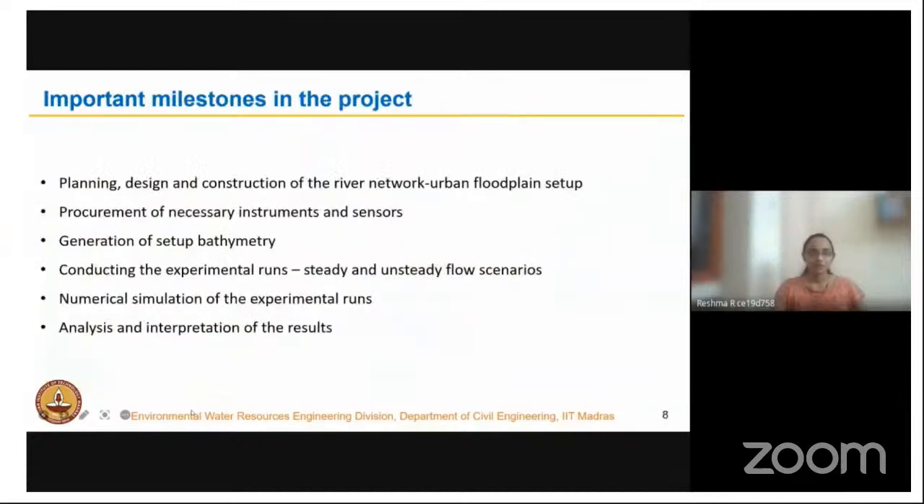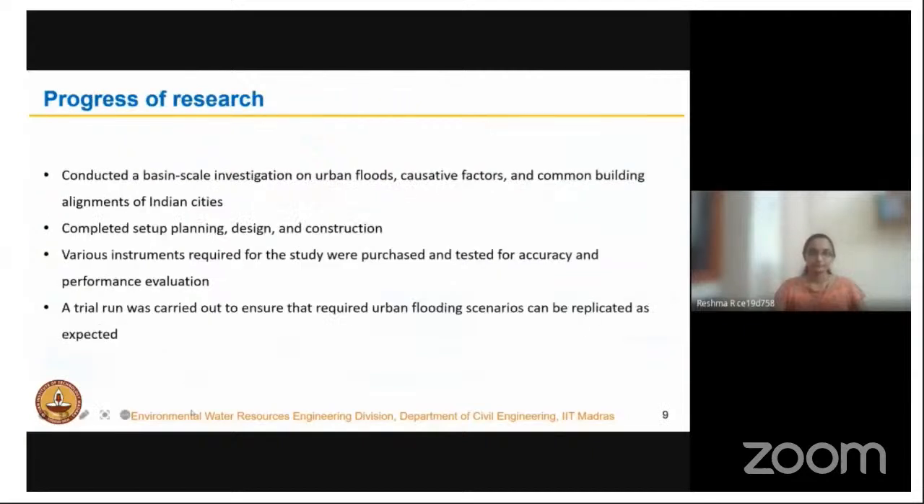Important milestones in the project: planning, design, and construction of the river network urban floodplain setup, procurement of necessary instruments and sensors, generation of bathymetry of the setup, conducting the experimental runs for both steady and unsteady flow scenarios, numerical simulation of the experimental runs, analysis and interpretation of the results.